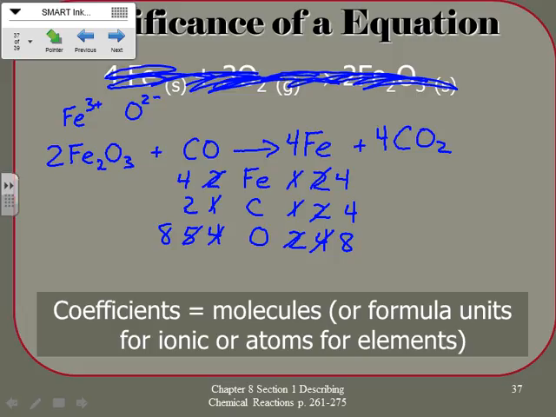Now I got to put a 4 in front of here. 4 in front of here. So that's going to change it to, well, 10 oxygens, 4 carbons, right? So now we have to change things. And it's going to keep on changing.